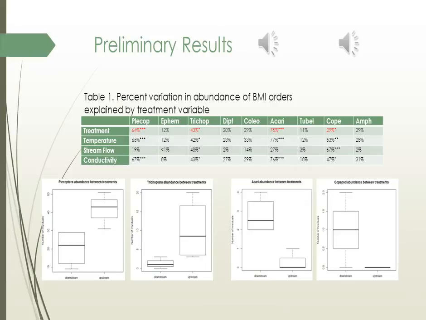Interestingly, across the board, temperature and conductivity did seem to explain a lot more variation than stream flow, which only had a significant correlation with 2 orders, whereas temperature and conductivity had significant correlations with 4 different orders.